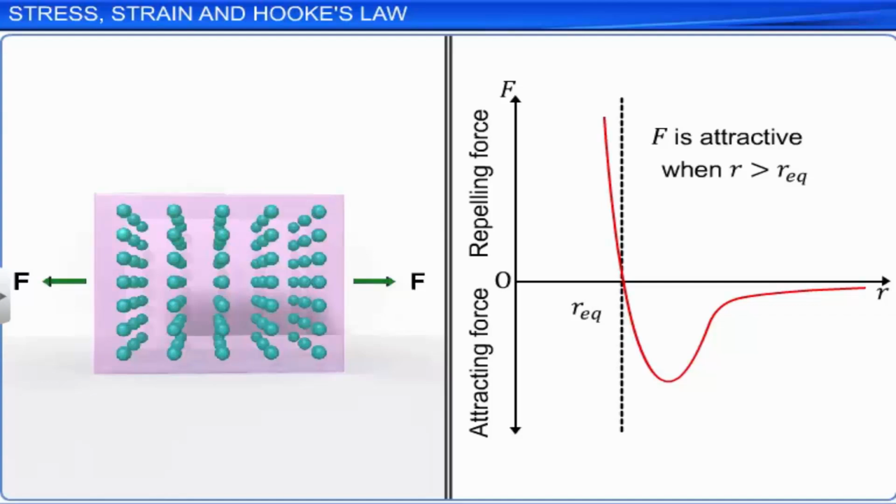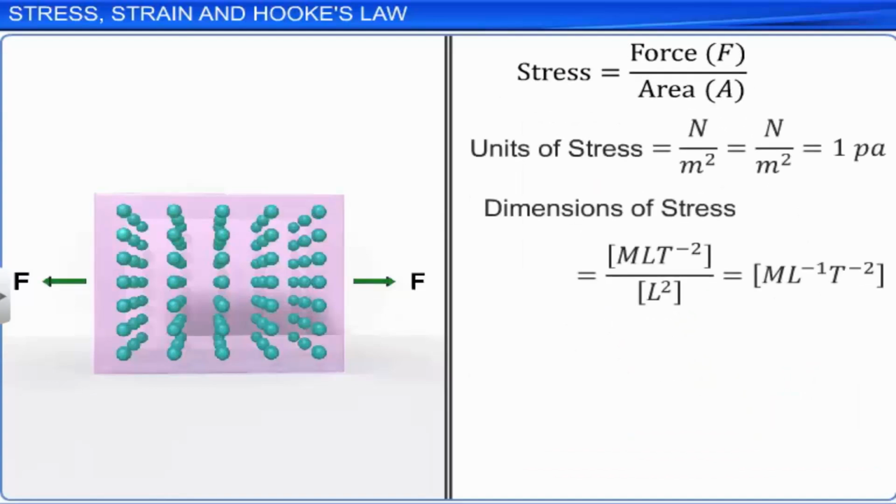If F is the force applied on the surface of a body with an area A, then stress is equal to force F by area A. Stress has units of 1 Newton per meter square, which is also called 1 Pascal. Its dimensional formula is M L to the power minus 1 T to the power minus 2.